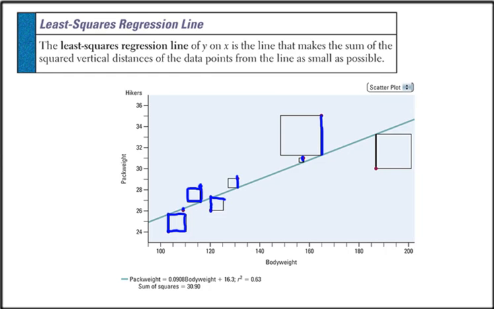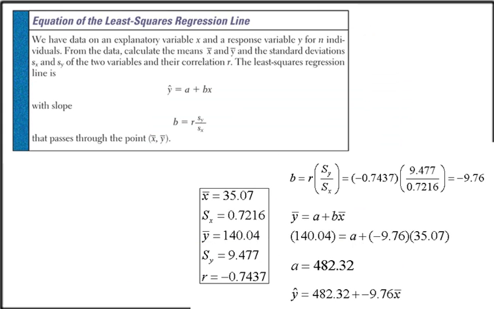And if I add up all the areas of all the squares that come from the difference between my model and my actual data, the least squares regression line is the line where these areas all added up are the smallest they can possibly be. And we arrive at that number through a formula, which is right here.